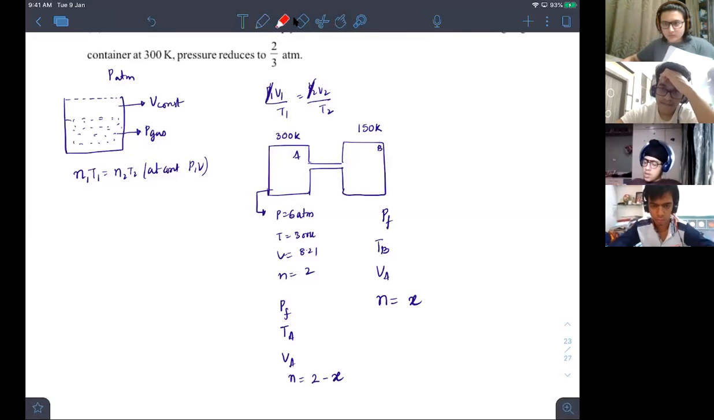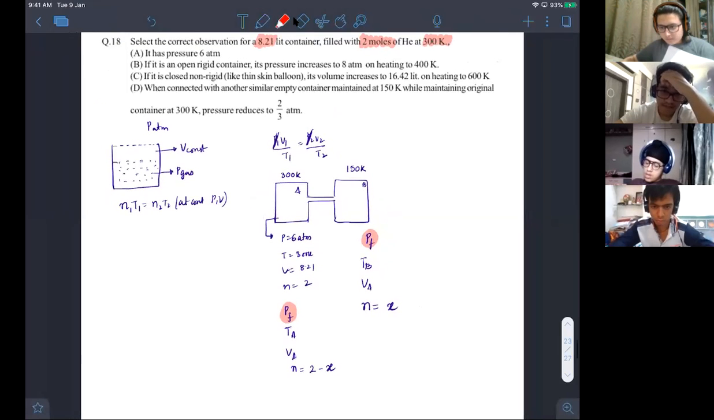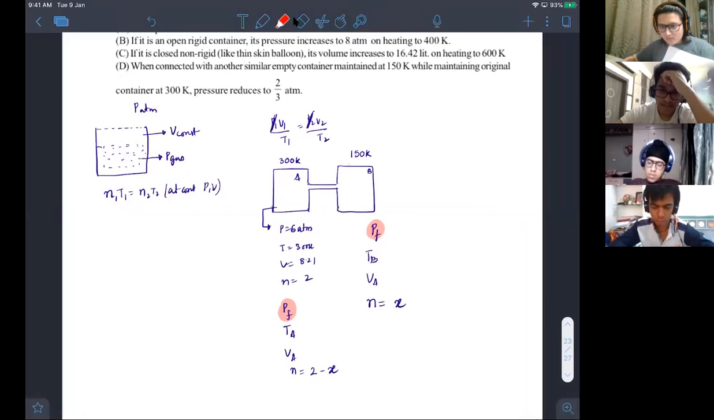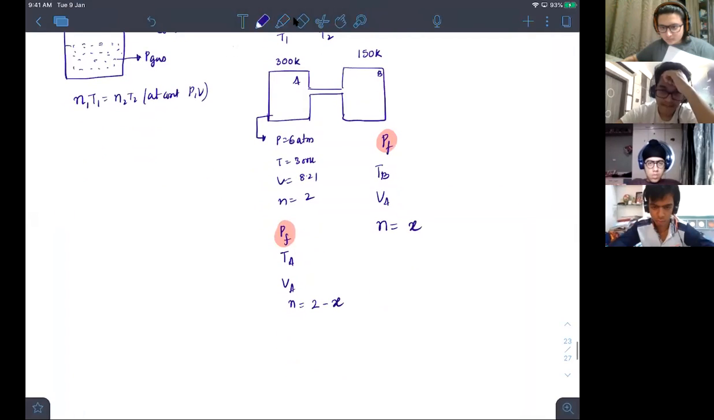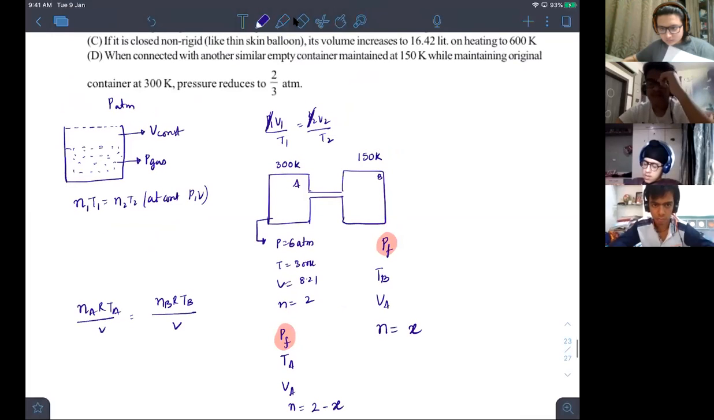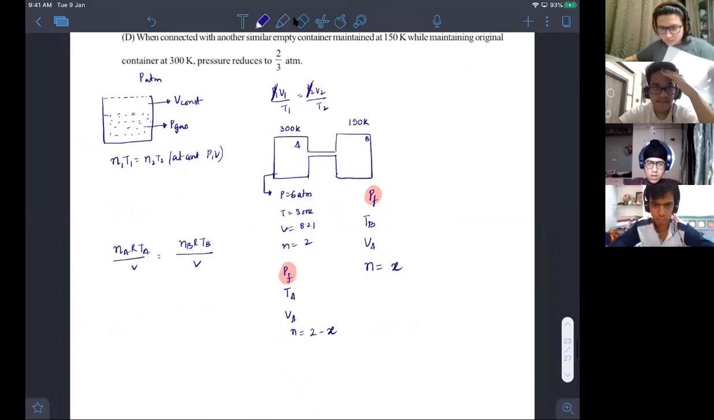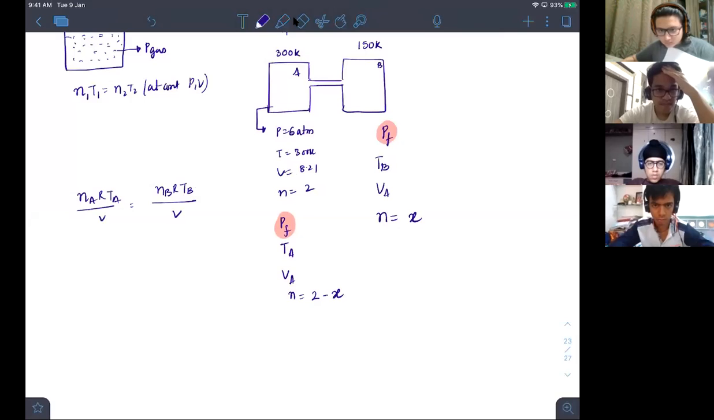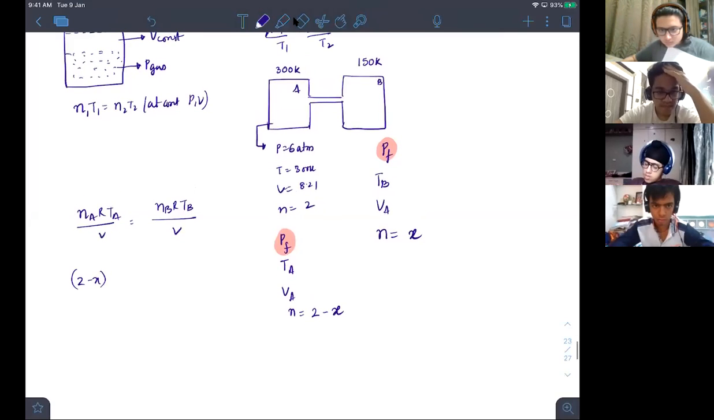So what is the hint here, beta? The pressure on both sides is the same, right? Equate that, always, for these types of questions. So since the pressure is the same, what can we say? Pressure would be NA R TA by V is equal to NB R TB by V. Volume is constant, correct? So from here, can you relate that NA is 2 minus X, into temperature 300, is equal to NB, which is X, into 150.